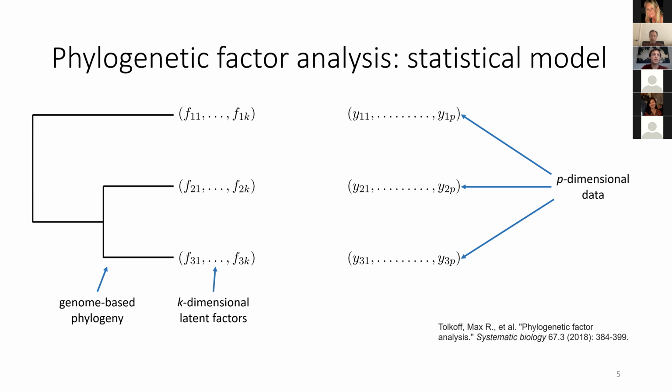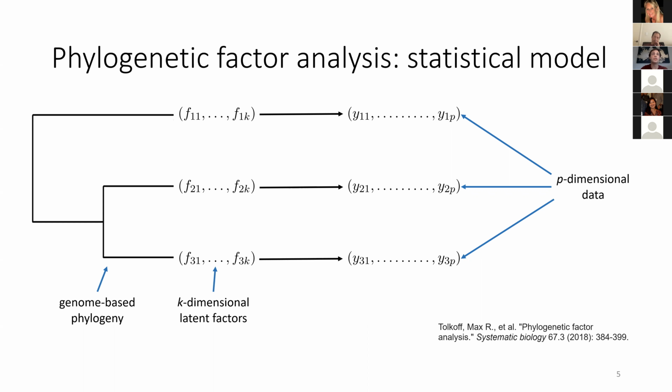What we do is assume that the evolutionary process on the tree is some low-dimensional evolutionary process. So that's going to be a k-dimensional process, where k is something relatively small, 2, 3, maybe 10. These k-dimensional factors evolve independently along this phylogeny.